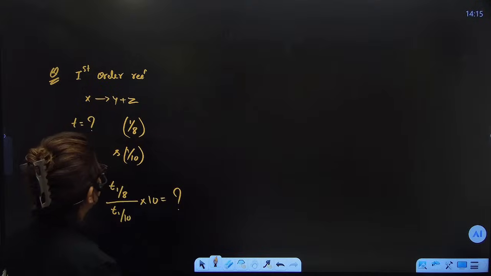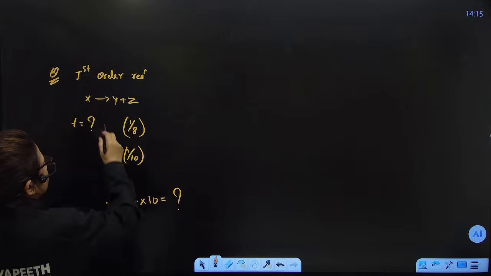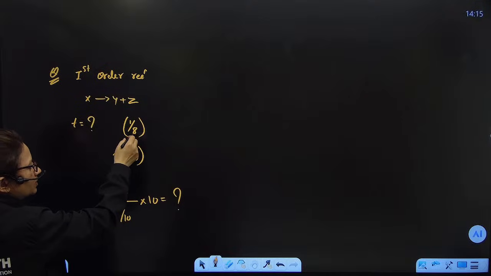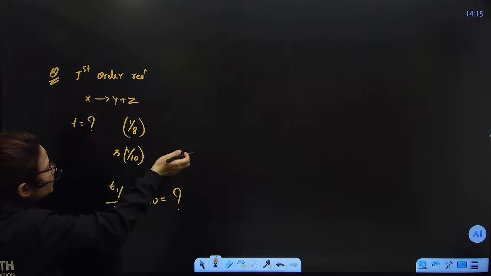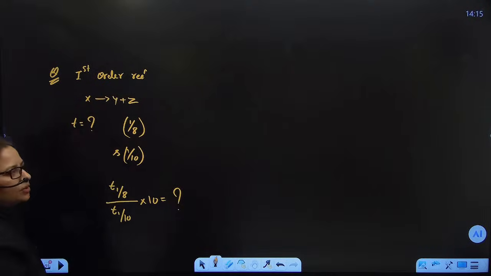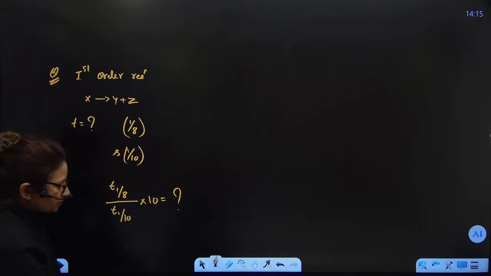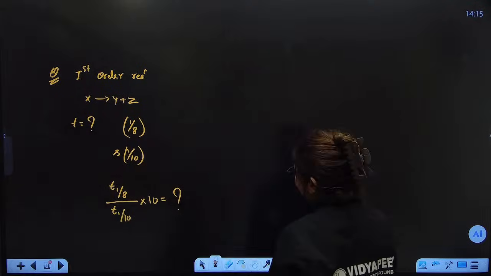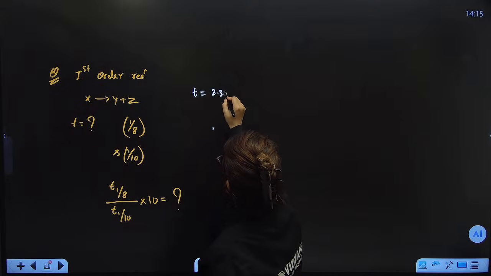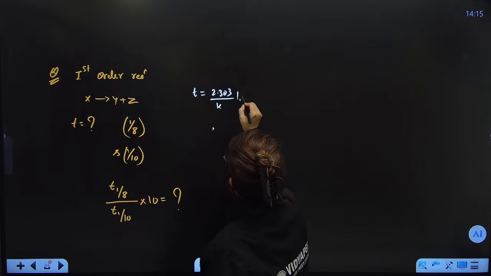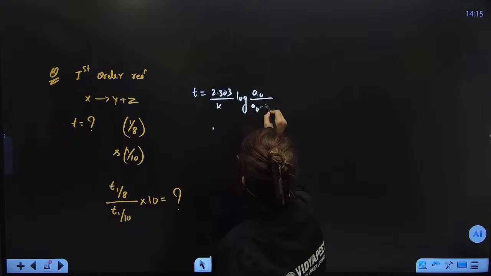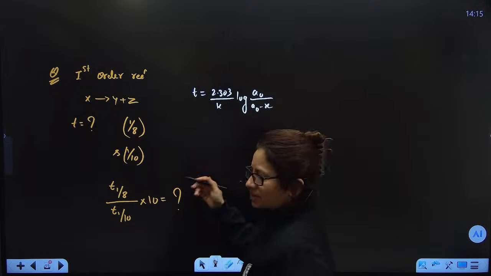So the question is, it's a first order reaction. Whatever the reaction takes place, the initial concentration is converted into 1 by 8. After that, whatever is left is actually playing the role in the first order kinetics. So let's do it. First order kinetics says time should be equal to 2.303 by K log of initial concentration by initial minus whatever X dissociation takes place, right?